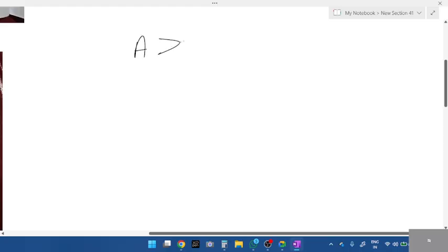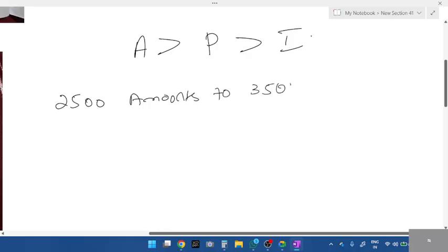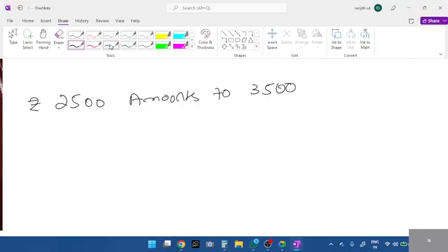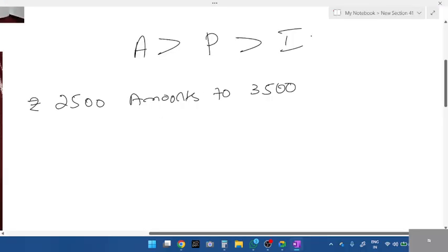Amount is always greater than principal, students. Remember this. Amount is greater than principal. Principal is greater than interest. So if you have a question like this, rupees 2,500 amounts to 3,500. In this, which is amount, students? 2,500 or 3,500?